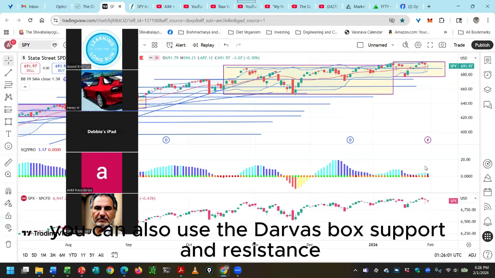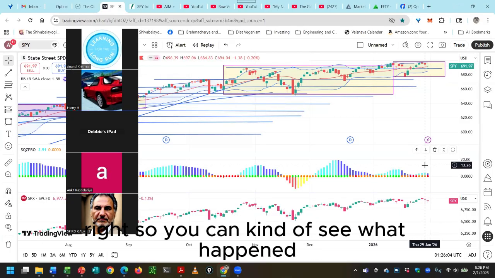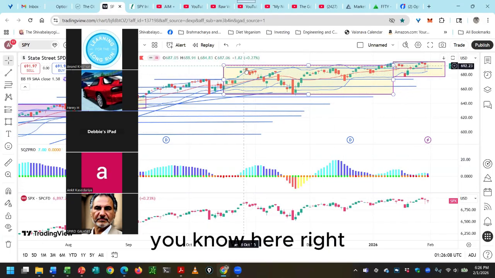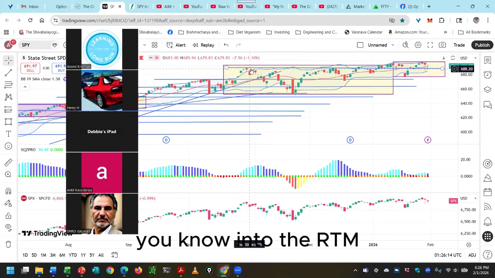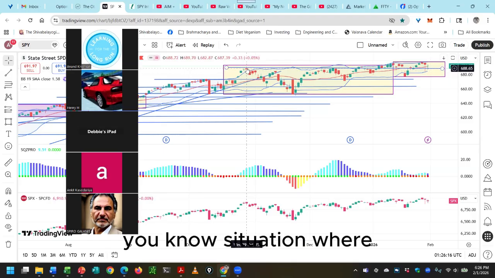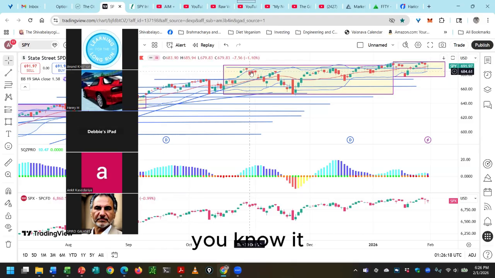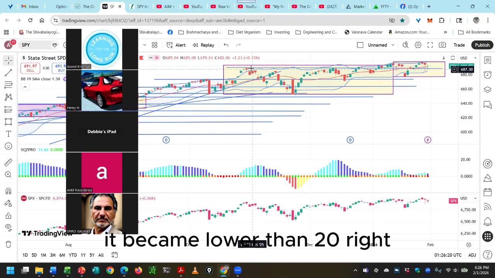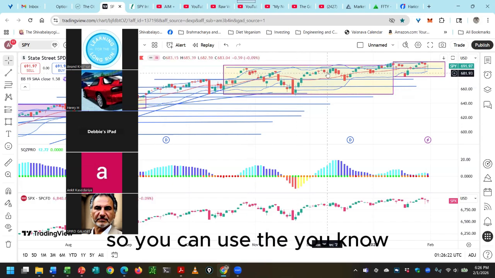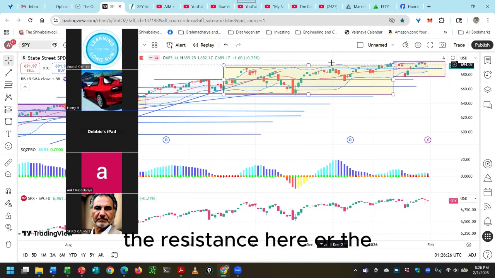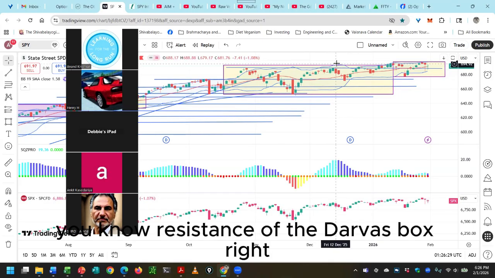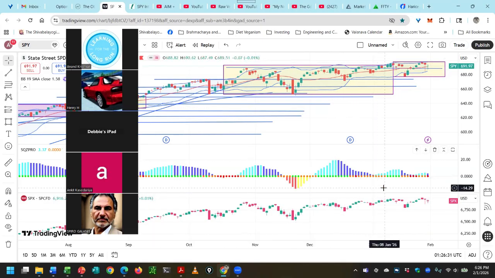Conversely, you can also use the Darvas box support and resistance, right? So you can kind of see what happened here. This was the situation where the ADX turned into the RTM situation where it became lower than 20, right? So you can use the support, the resistance here, or the resistance of the Darvas box, which is also another thing.